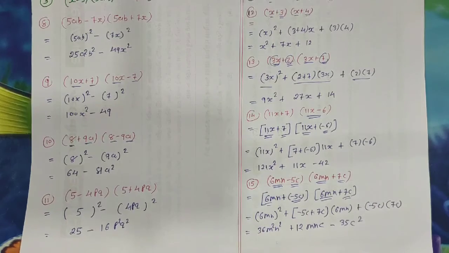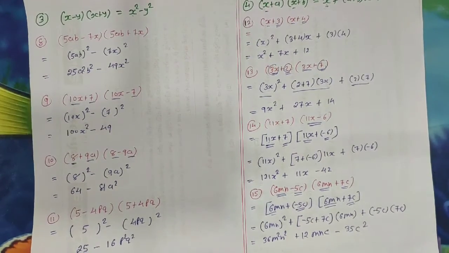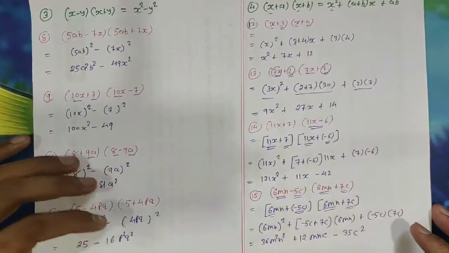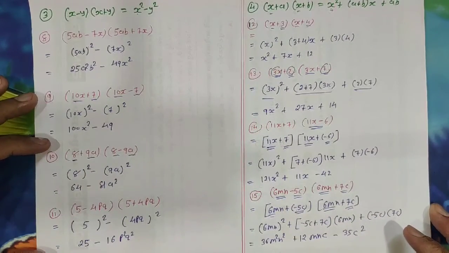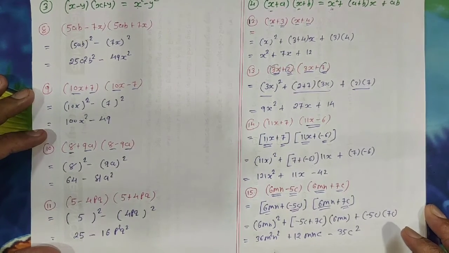So clear, students? So these are the sums based on algebraic identities. These are the very few sums. Try more and more sums by yourself. By doing practice you will clarify.